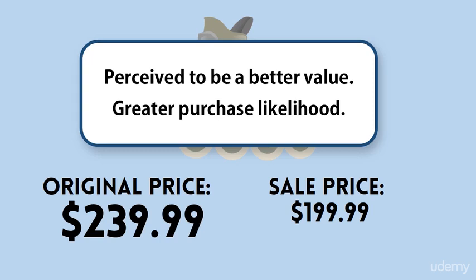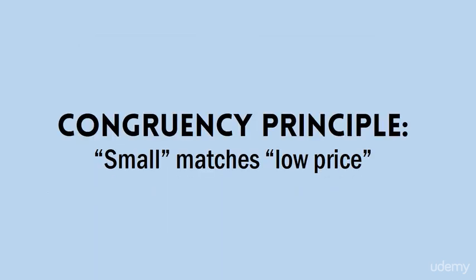When the sale price was presented in smaller font than the original price, it was perceived to be a better value, and there was greater purchase likelihood compared to the other two ways of displaying the original and the sale price. The reason for this is the congruency principle.